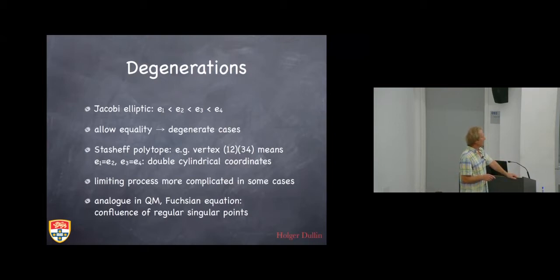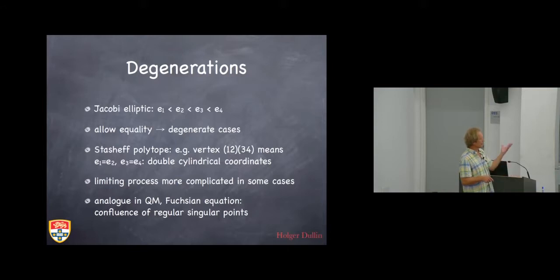Now, if we allow equality of these parameters here, we get degenerate cases, and they correspond to edges and vertices of the Stashev polytope. For example, in this case here, at the top, 1, 2, 3, 4 means you have E1 is E2 and E3 is E4. So it's the double cylindrical, if you want.